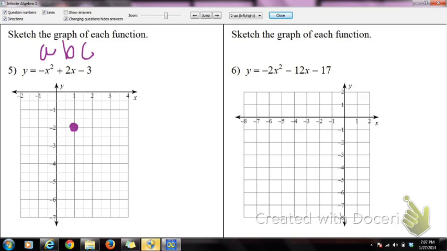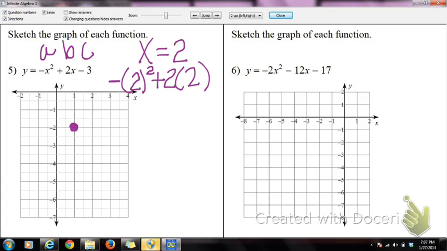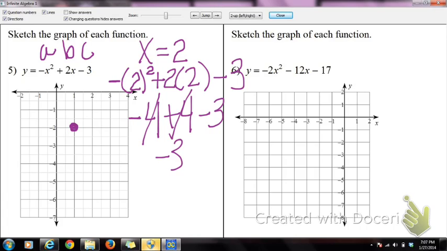So if we pick x equals 2, we go ahead and plug that in. We have negative out front, and 2 is being squared, not the negative, plus 2 times 2, minus 3. The negative stays. 2 squared is 4, plus 2 times 2 is 4, minus 3. The 4's can cancel, leaving us with -3. So our point would be 2, -3.